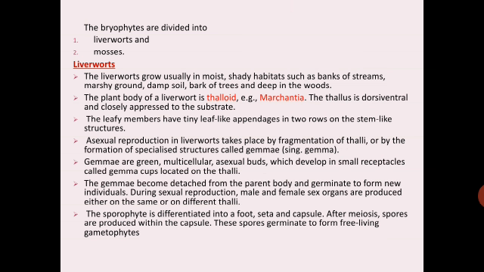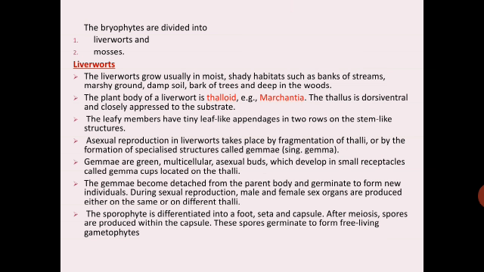Here the plant body is thalloid. The leafy members have tiny leaf-like appendages in 2 rows on the stem-like structures. Asexual reproduction in liverworts takes place by the fragmentation of thalli or by the formation of specialized structures called gemmae. Now these gemmae are present on the surface of the bryophytes.